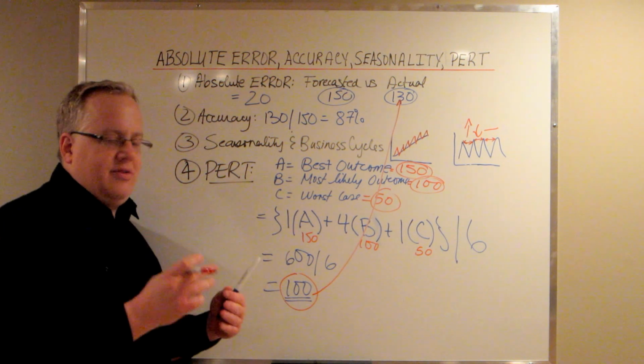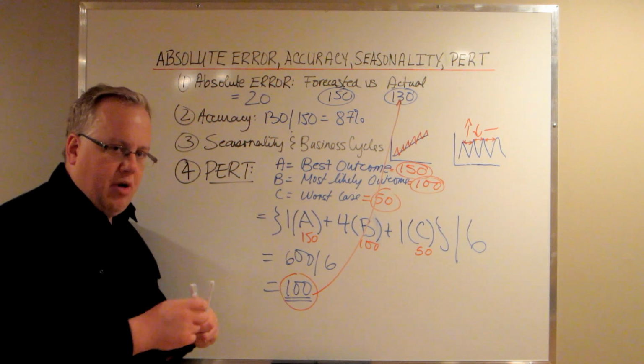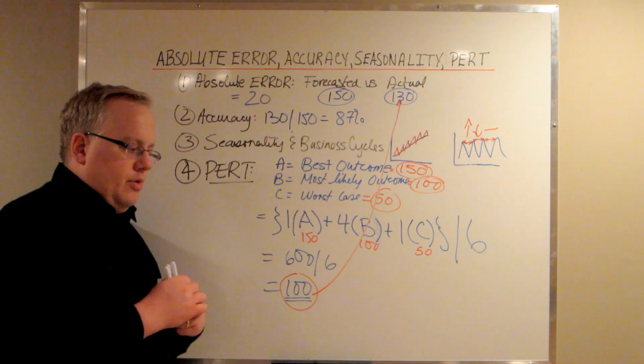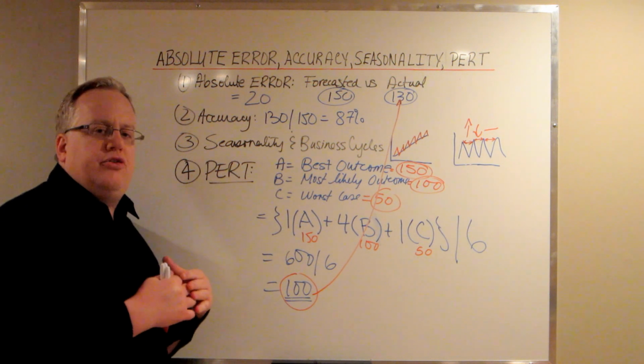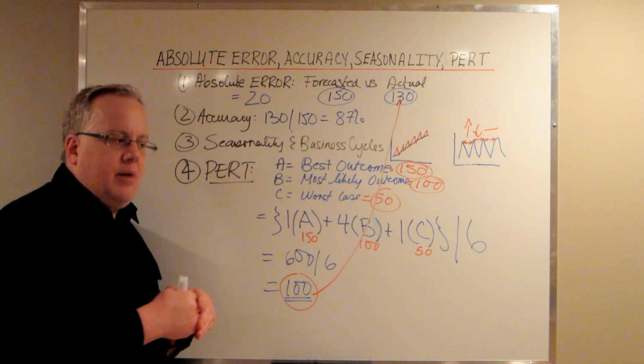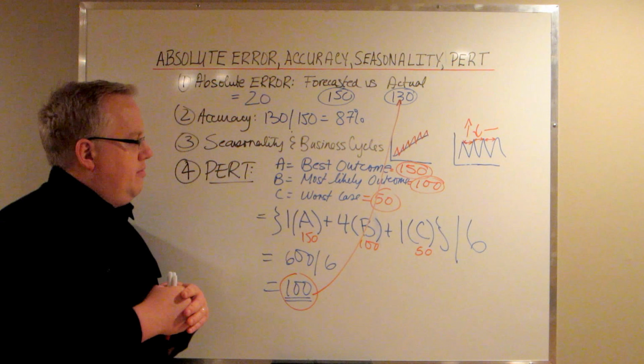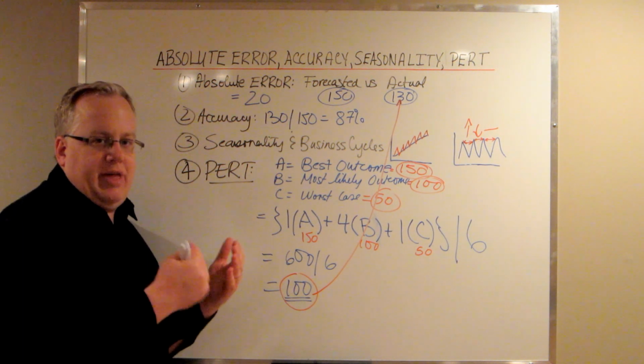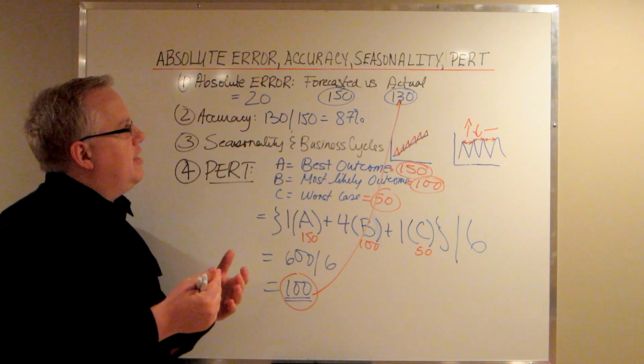PERT is the basis of Gantt charts. PERT is used by project managers, and it's used to identify the best possible outcome and to eliminate non-essential tasks. And to narrow down, like I said, the most likely outcome. So that's pretty much it, guys.